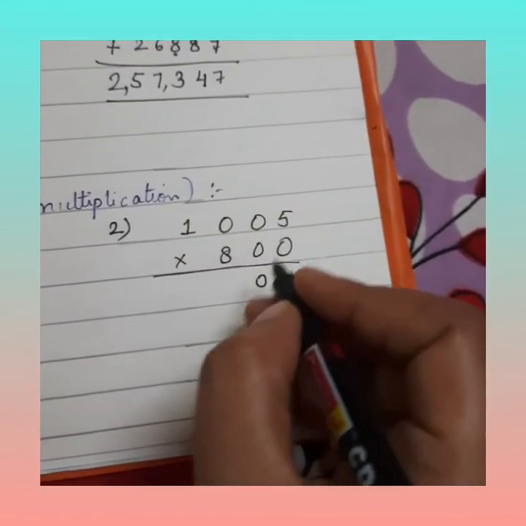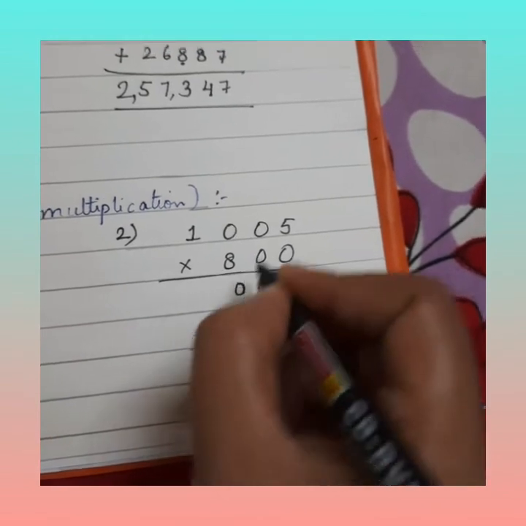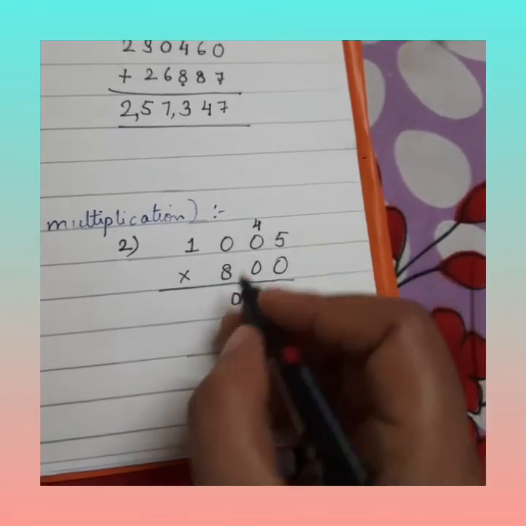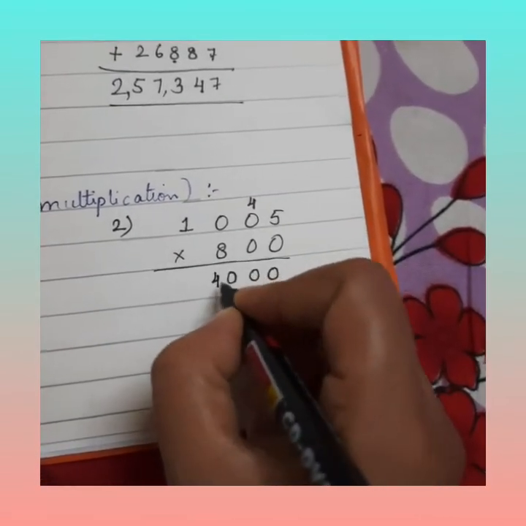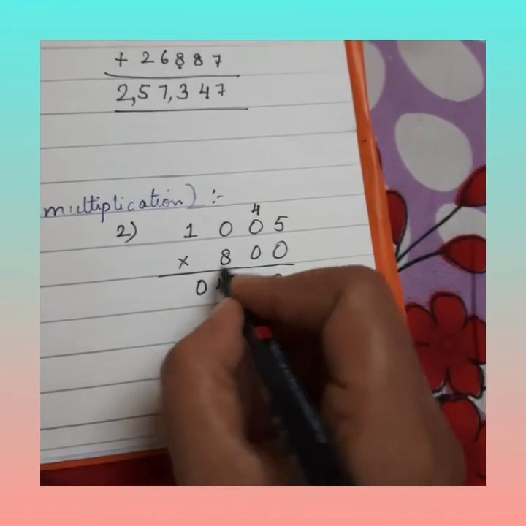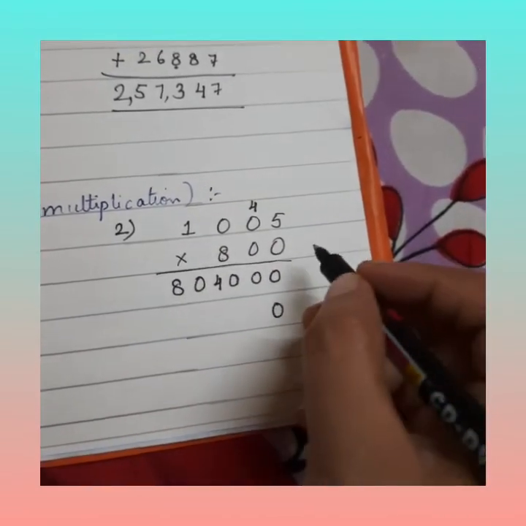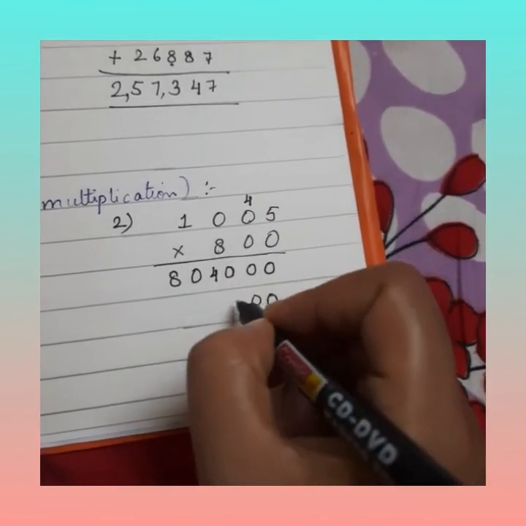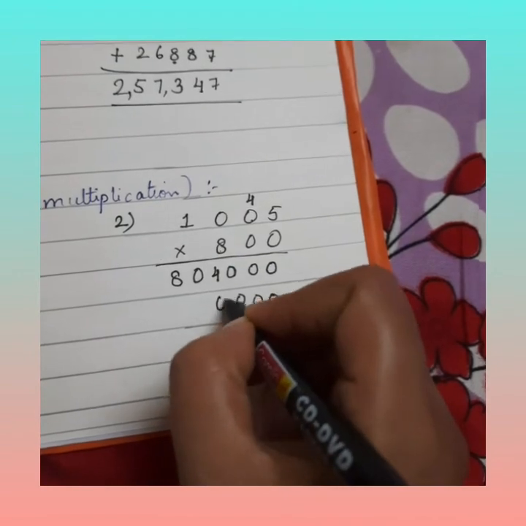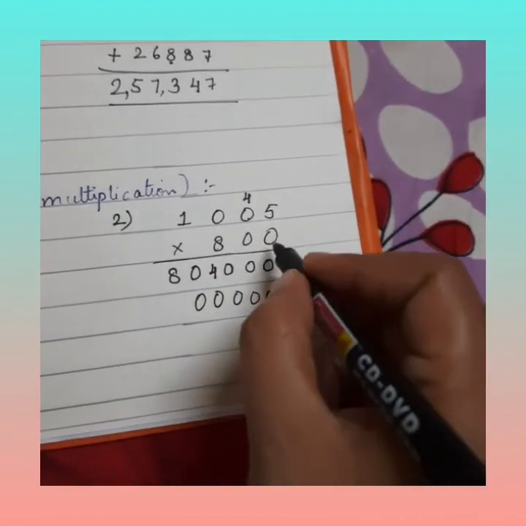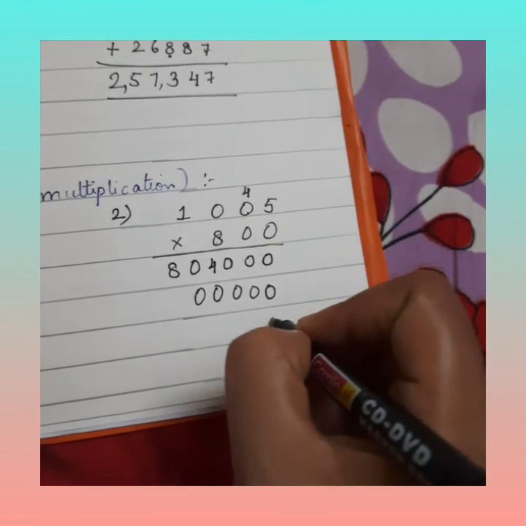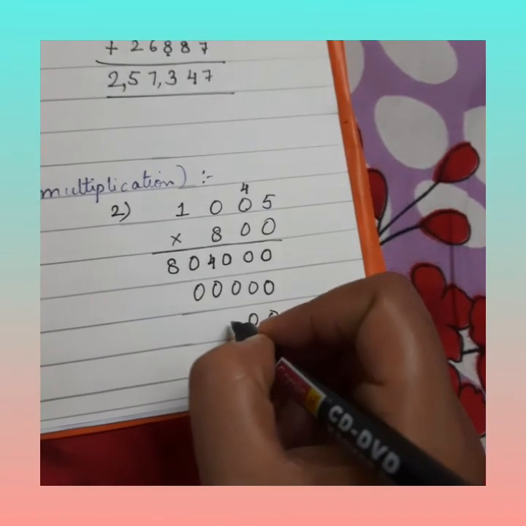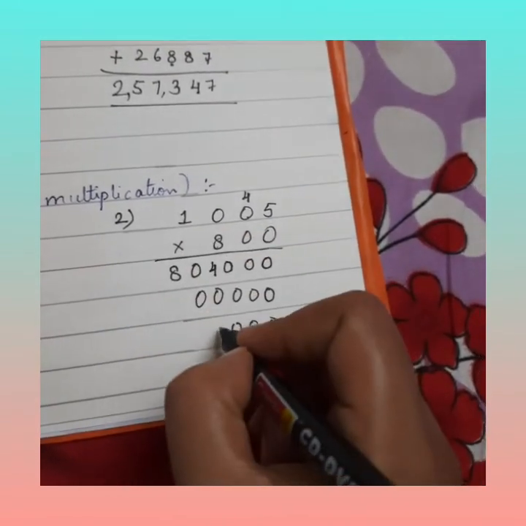So 8 5s are 40, 0 I will write here and 4 will be carried over. 8 zeros are 0 plus 4 will be 4. 8 zeros are 0, 8 ones are 8. Now 0 5s are 0, 0 zeros are 0, again 0 ones are 0, and the same for the last row, all zeros.